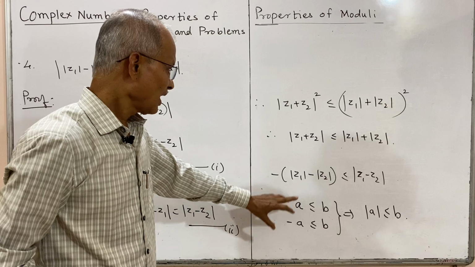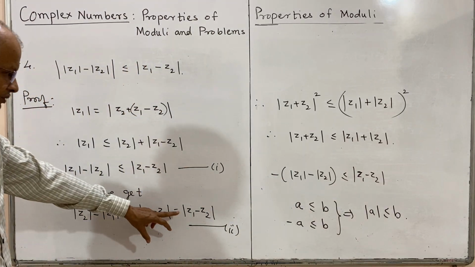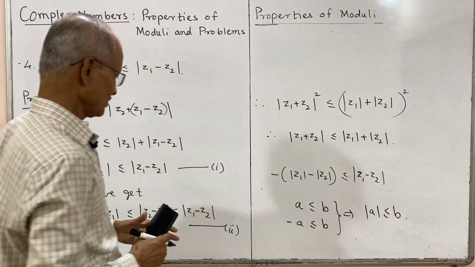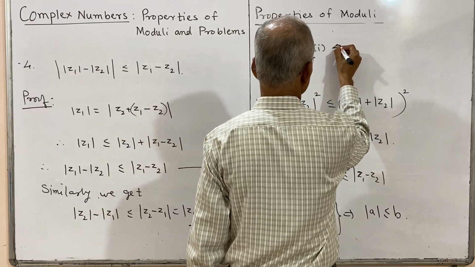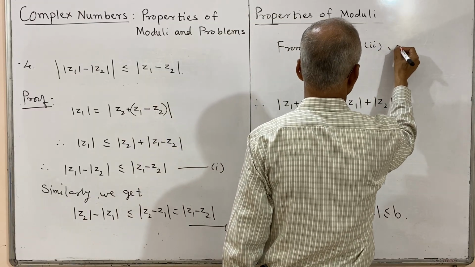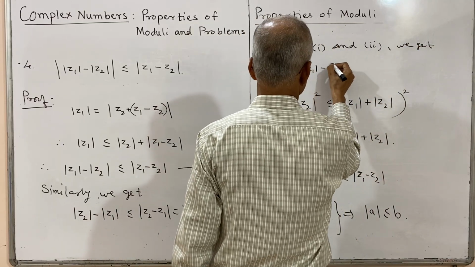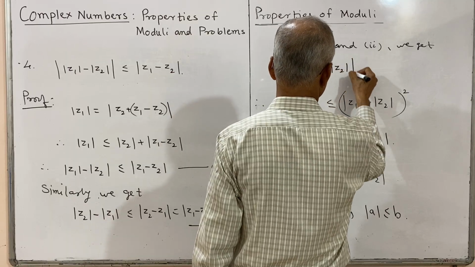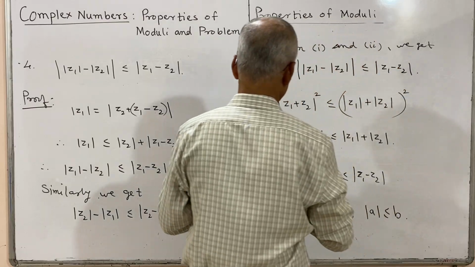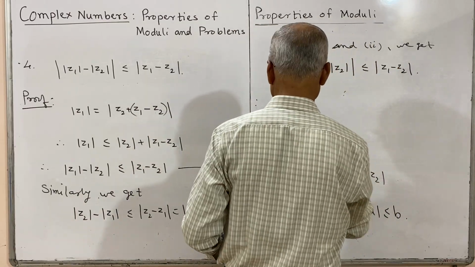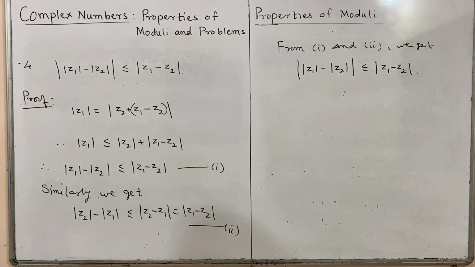So that is the meaning, and therefore the absolute value of this expression is less than or equal to mod of z1 minus z2, and combining 1 and 2, we get the absolute value of mod z1 minus mod z2 is less than or equal to mod z1 minus z2. So this proves the fourth property, and thus we have seen some properties of moduli.